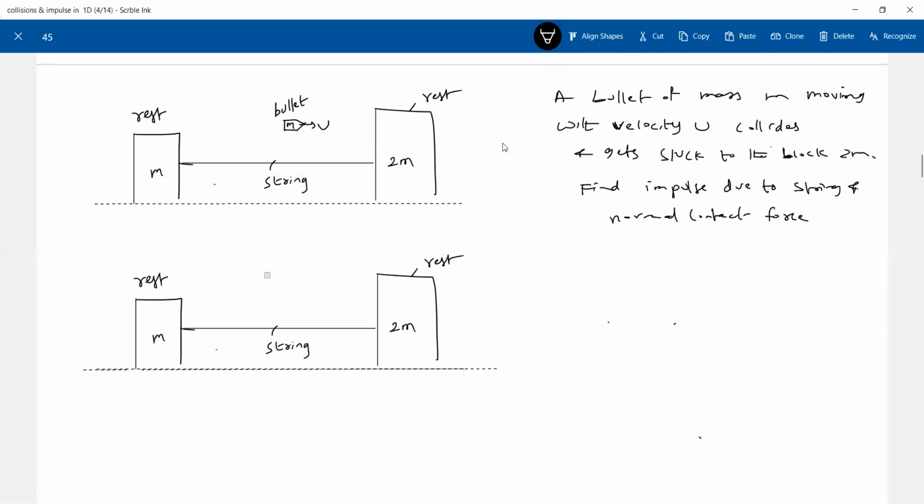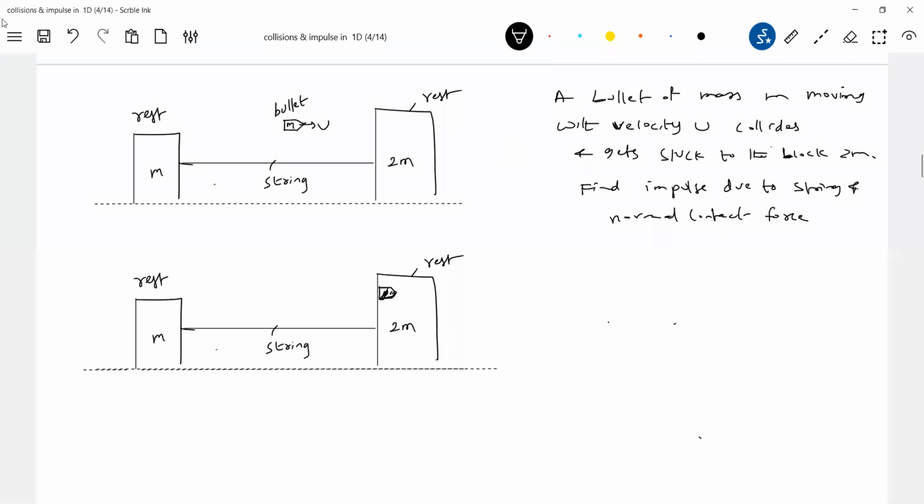Okay, the bullet, what happened? It gets stuck to it. So let me show the bullet is here. What actually happens there? I'll show the bullet like this. Here there will be a normal contact, which must act. Let me take that normal contact here, and the same normal contact will act on the block A. So let me name the blocks A, B, and this bullet as C.